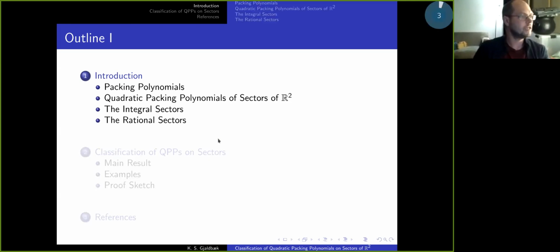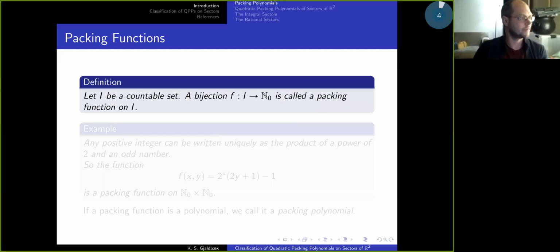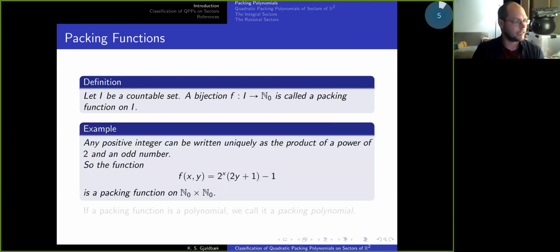So to begin with, let me define. If you have a countable set I, we call a bijection from I onto the non-negative integers a packing function on I. As an example, if you take any positive integer, you can write it uniquely as a product of a power of 2 and an odd number. So the function you see here, f of x comma y equals 2 to the x times 2y plus 1, and then minus 1 because we want to include 0, is a packing function on N naught cross N naught, N naught representing the non-negative integers.